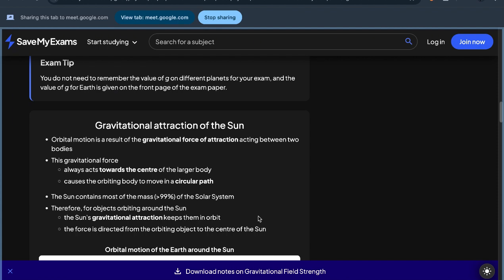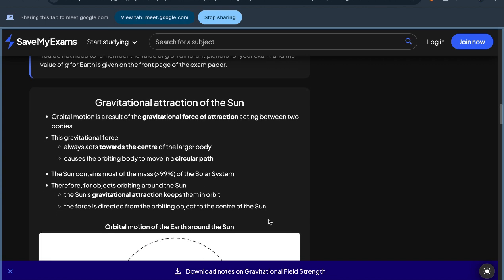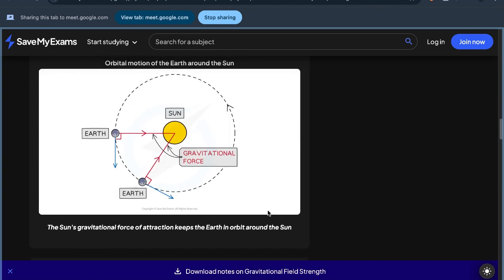Okay, now we say the object orbiting around the Sun, the Sun's gravitational attraction keeps them in that orbit. It is that force from the Sun that keeps the object orbiting in that orbit. Now the force is directed from the orbiting object to the center of the Sun. The force on any object orbiting, in any satellite or in any orbit, is directed to the center of the Sun.